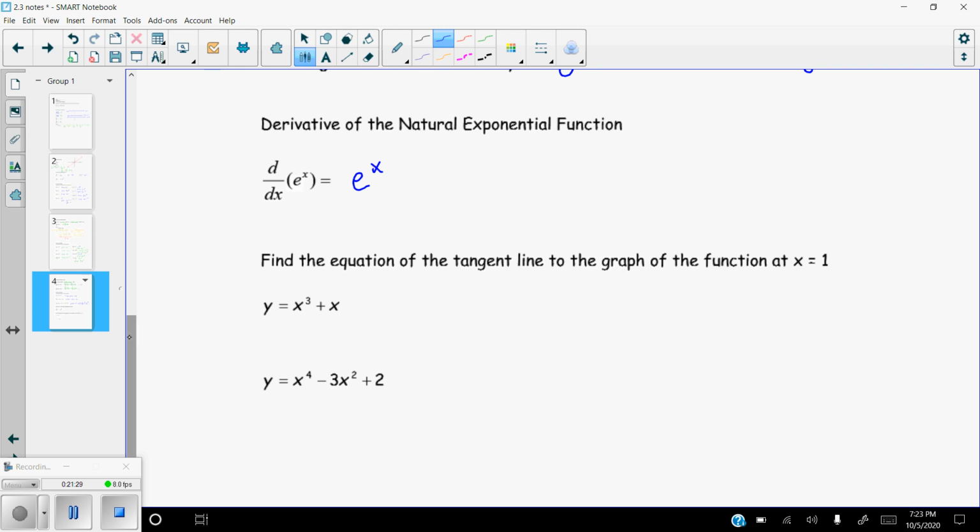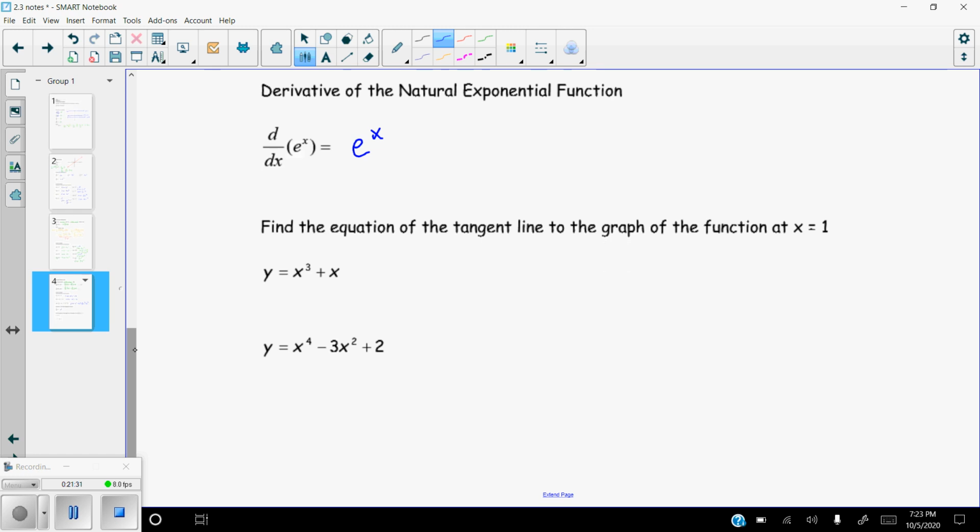Last thing that we're going to do is we are now going to find the equation of a tangent line to the graph of the function at x equals 1. So remember when we found the equation of a tangent line, you needed 3 things. You needed the slope, you needed the x, and you needed the y. Well, they gave us the x. We can easily find the y. If I plug 1 in, y evaluated when x is 1 is going to be 1 plus 1 or 2.